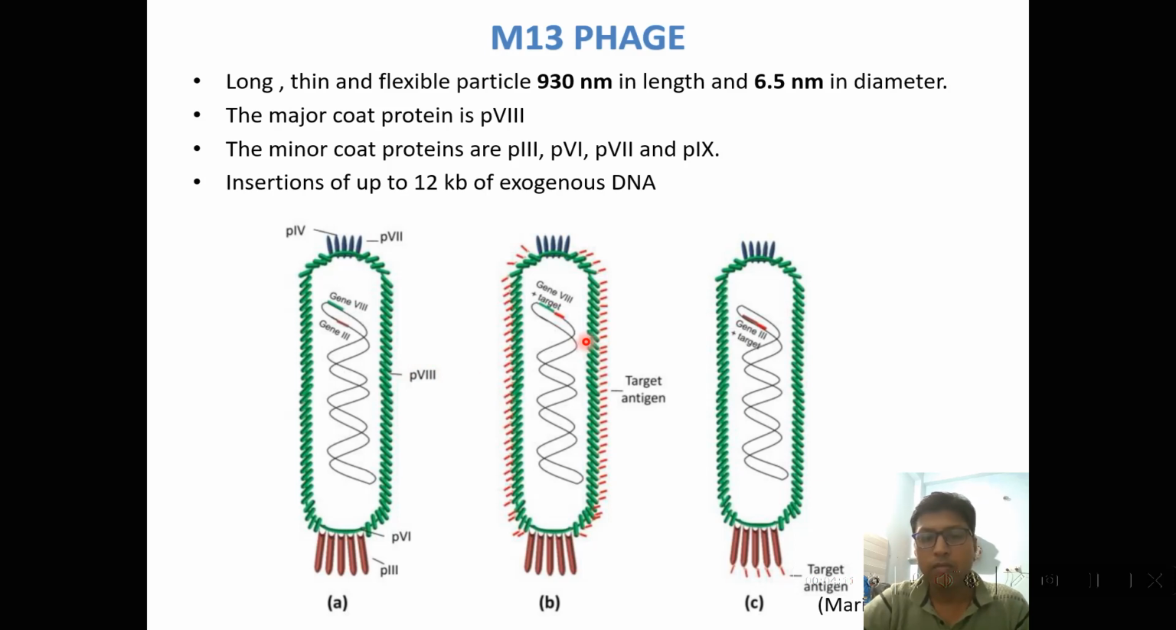So whatever gene of interest is inserted, if it is inserted near the gene encoding P8 protein, it leads to the expression of our peptide outside, linked to the P8 protein. If our gene of interest is inserted with the gene encoding protein 3, the expression of our peptide will be linked with the P3 protein.